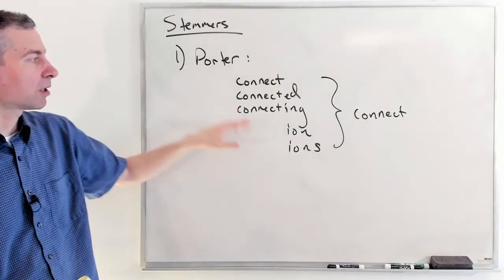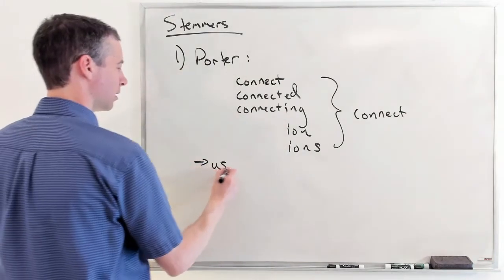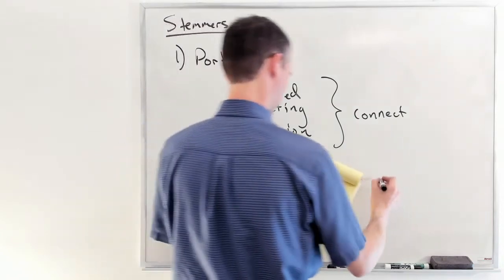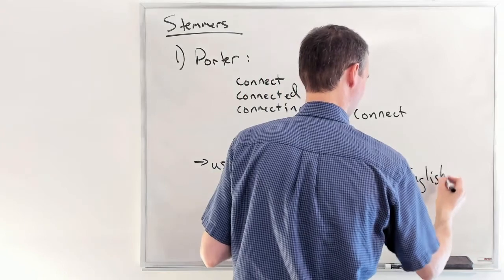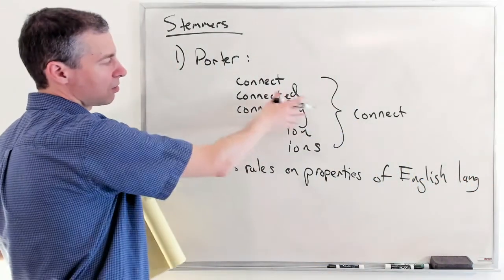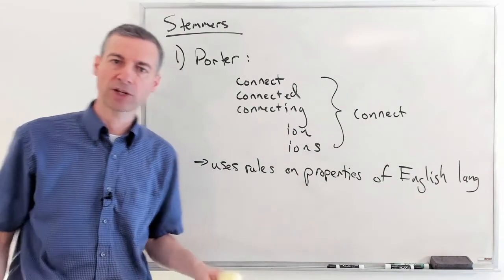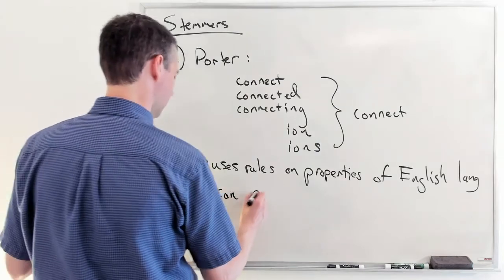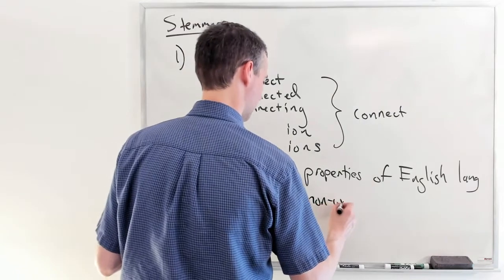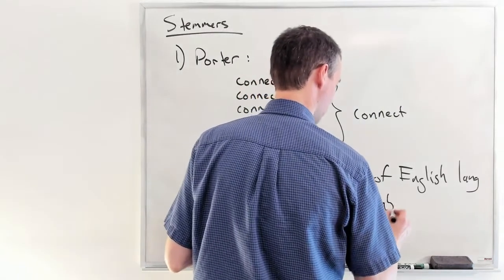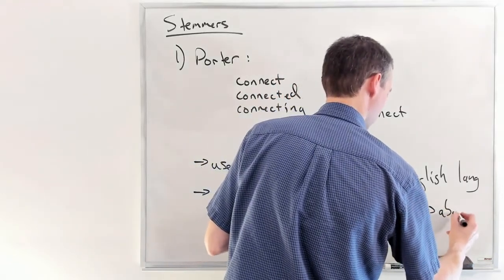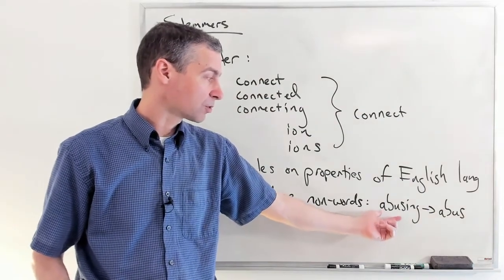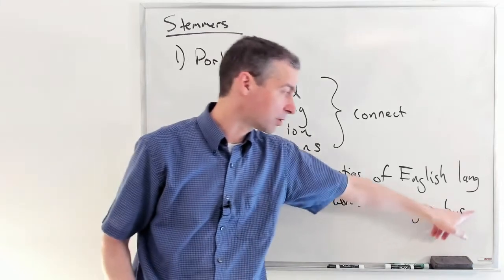Anyway, Porter is really big on a mechanism that uses rules on common properties of the English language, and basically the rules know how to chop off the end of a word in some fashion to result in what will be the stem. One of the problems with it is that it can produce non-words. So you started with a word such as abusing, and it'll get stemmed to abus. It's not an English word, as far as I know. The real stem, of course, should be abuse with an E on the end, but that's not what the Porter stemmer turns it into.